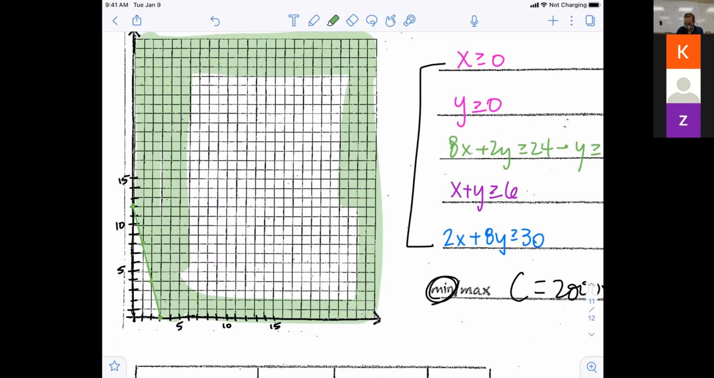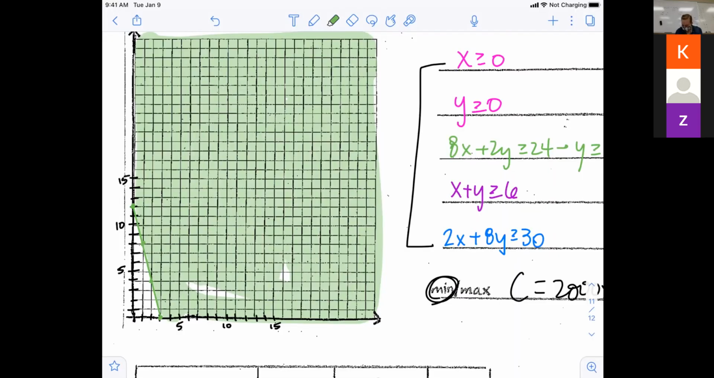Okay. All right, I'm going to do my purple one now. So x plus y is less than 6. So I get y is less than or equal to negative x plus 6. That was an easy one.